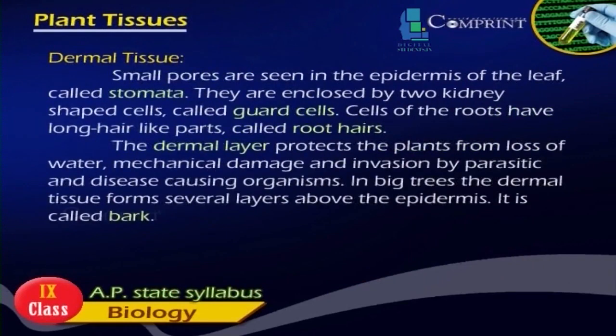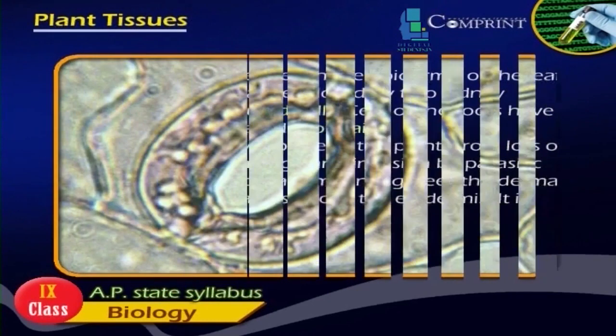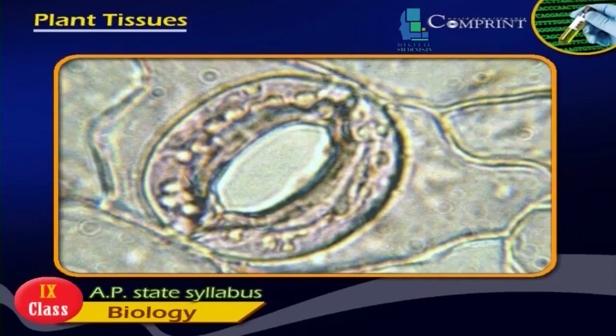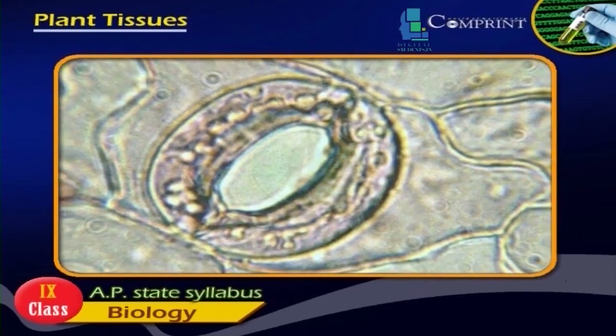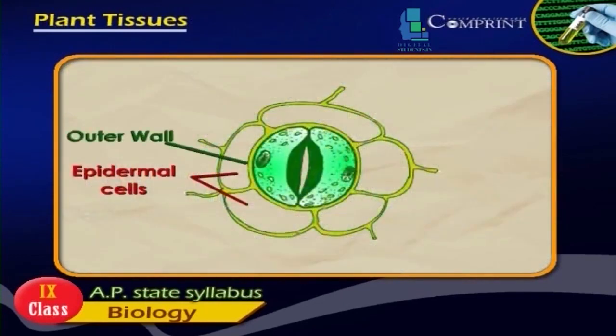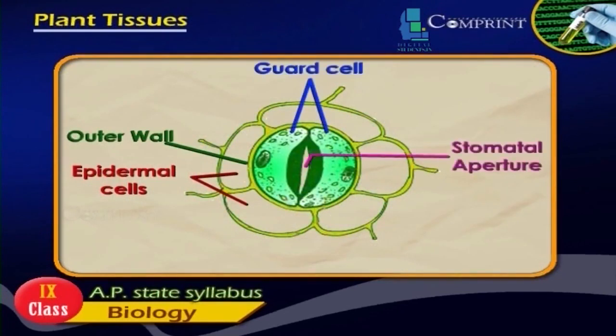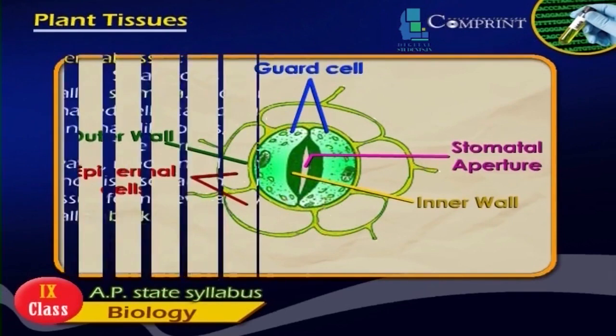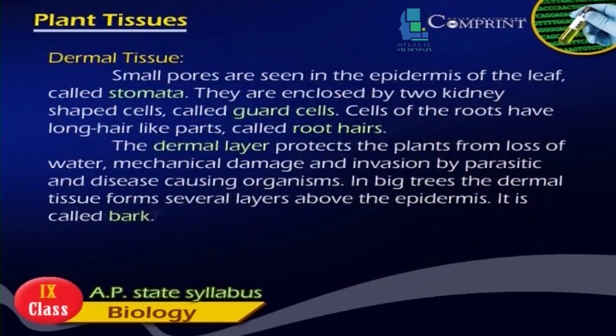Small pores are seen in the epidermis of the leaf called stomata. They are enclosed by 2 kidney-shaped cells called guard cells. Cells of the roots have long hair-like parts called root hairs. The dermal layer protects the plants from loss of water, mechanical damage and invasion by parasitic and disease-causing organisms.